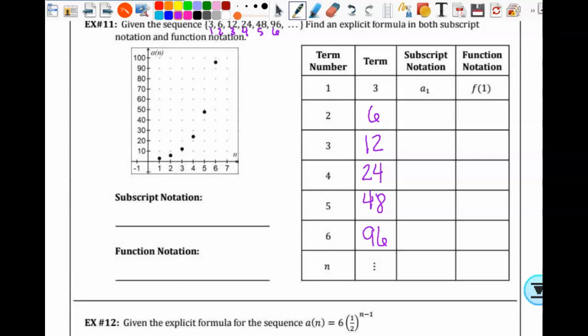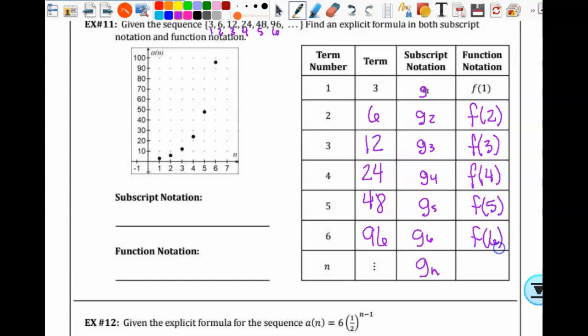So since it's term number 1, our subscript notation, this should be G sub 1. And then the next one would be G sub 2, G sub 3, G sub 4, G sub 5, G sub 6, and G sub n. That translates very easily into function notation. So G sub 1 is f of 1, G sub 2 is f of 2, and so forth. It's a good way just to practice your handwriting, right? Okay.